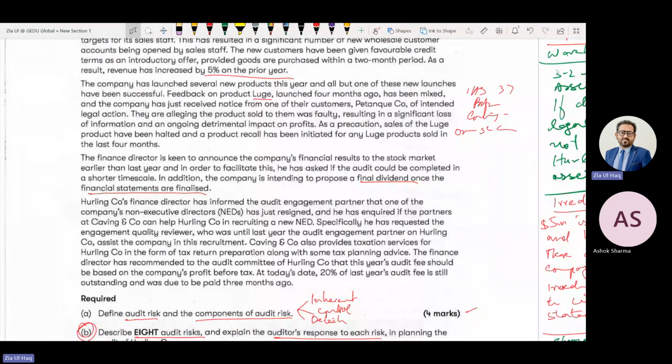Okay, the company is going to propose a final dividend. Which dividend should be recorded in the financial statements, proposed or approved? Approved. If they are recording the proposed dividend, the financial statements could be misstated.